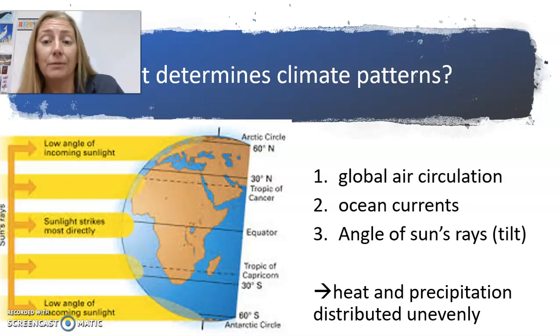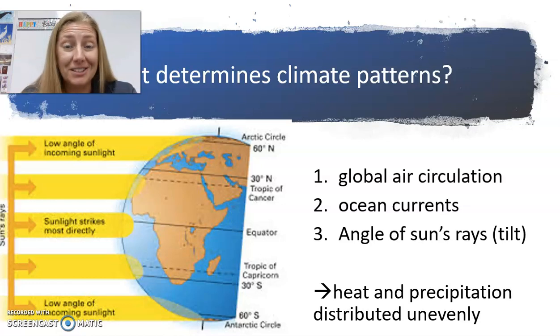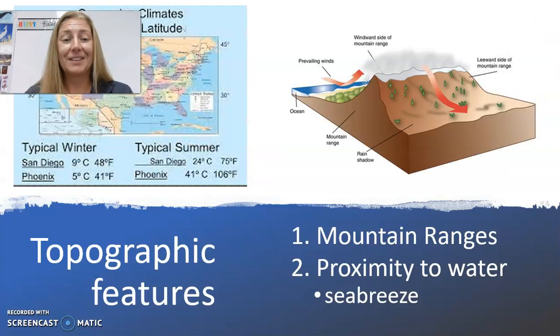And then what all of that means is the last thing down here, that heat and precipitation are unevenly distributed. Some parts of the Earth receive more sunlight than others. Some parts of the Earth receive more precipitation than others. That's what we're talking about here, temperature and precipitation patterns. And we get these different patterns because of the amount of solar energy that's being received on the Earth. It's pretty straightforward.